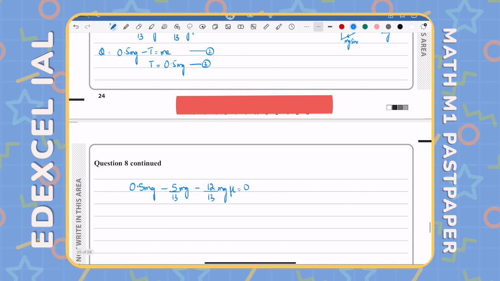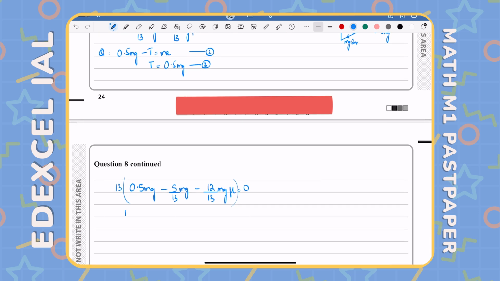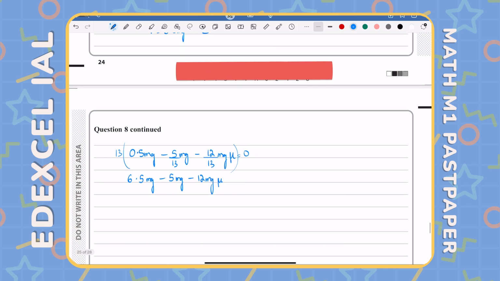Now a good idea would be to multiply everything by 13. So this becomes 13 into 0.5, that's going to be 6.5 mg minus 5 mg, and don't forget that this will be 6.5 mg minus 12 mg mu. Now 6.5 mg minus 5 mg would be 1.5 mg, and let's shift 12 mg mu across the equals sign, so that would be positive 12 mg mu.